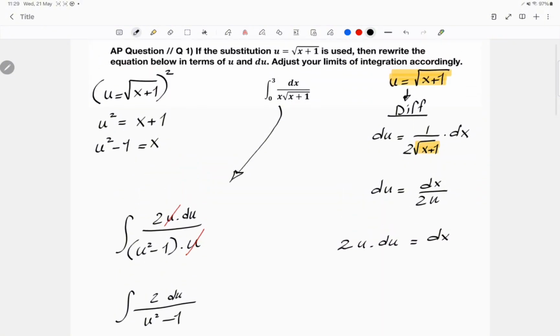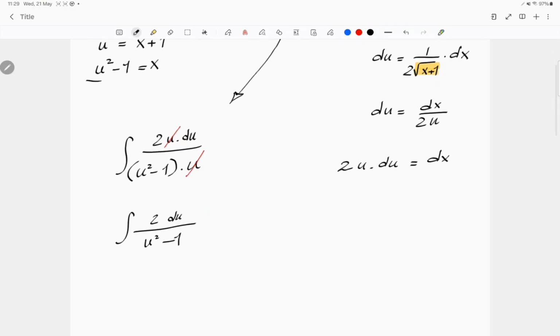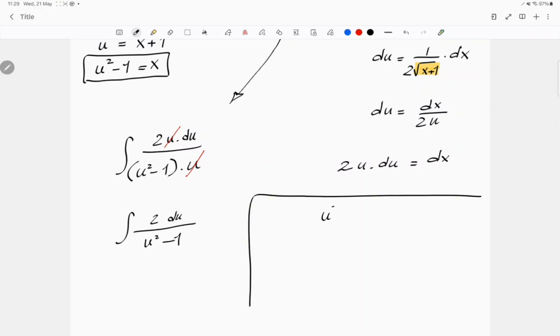One more thing left, which is the limits of integration 0 and 3 should no longer be there because now we changed everything to be in terms of u. So how do we get the new numbers? Let's talk about it, right? So now we know that u squared minus 1 is equal to x.